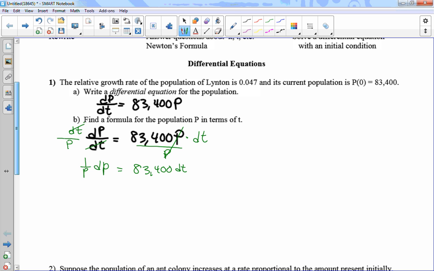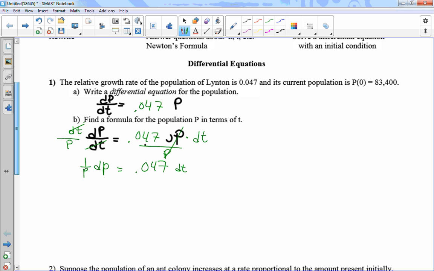Wait, I'm sorry. I'm not using the right number. We shouldn't have 83,400. We should have the rate in here over time. Okay, I was confused too. I was wondering why there are two P's. Yeah, because we have the number of population and we have P. Okay, so we have the rate, because that's what dP/dt is, right? It's the growth rate, population over time. That makes a lot more sense.